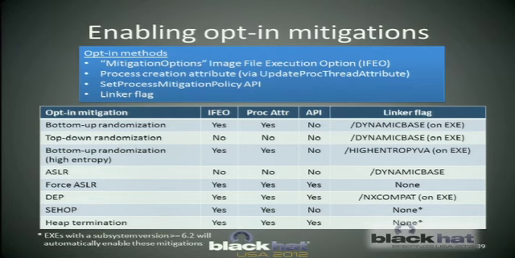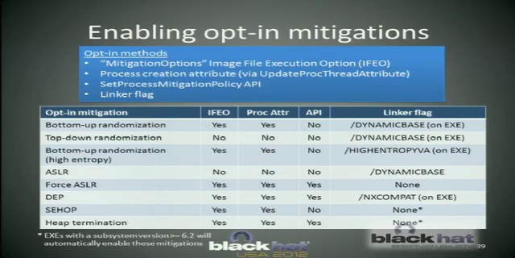We've also added a process creation attribute. So when you're launching a process, you can actually enable these flags for the process that's being created. And we've also added a new API, called set process mitigation, that can be used to turn on certain mitigations. And in some cases, there's a new linker flag that you can set when you're building your application, a bit in the image that will turn these on.